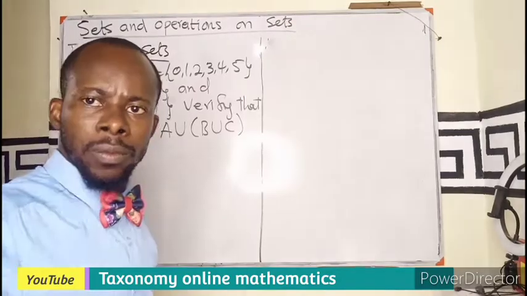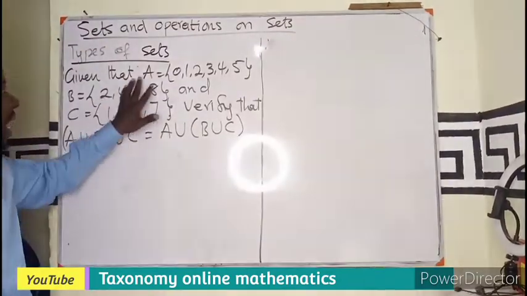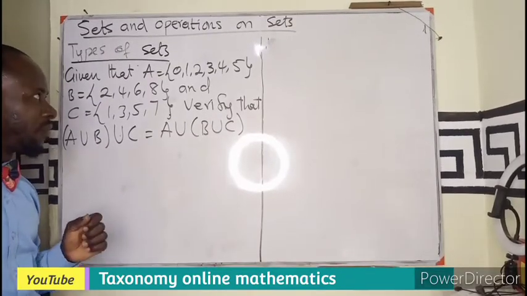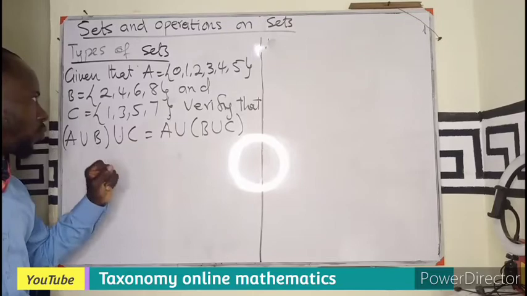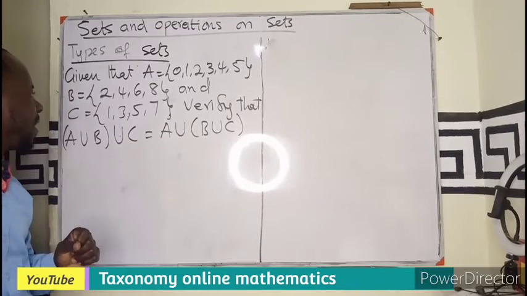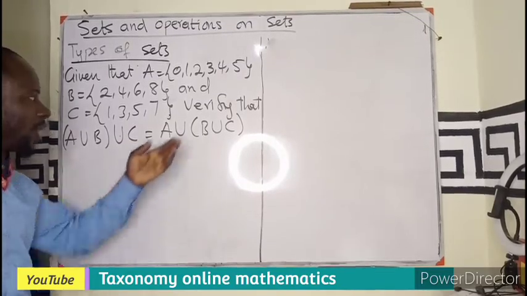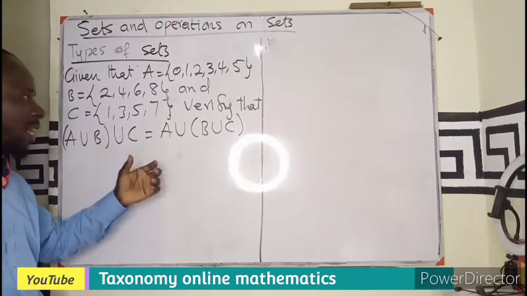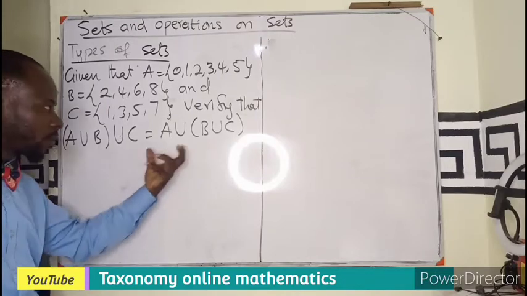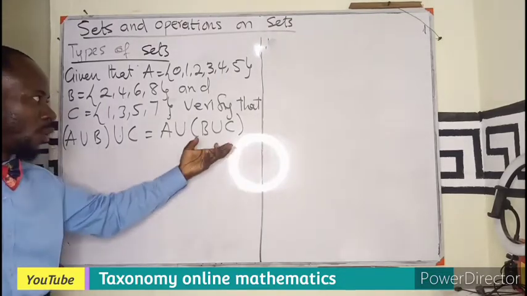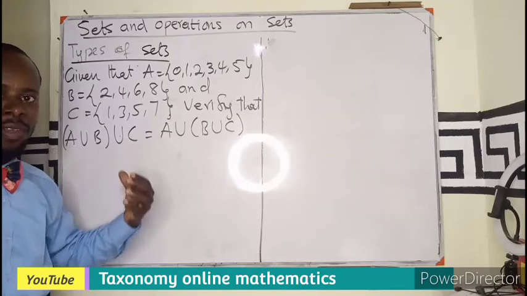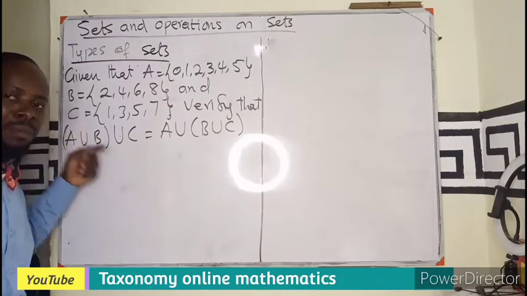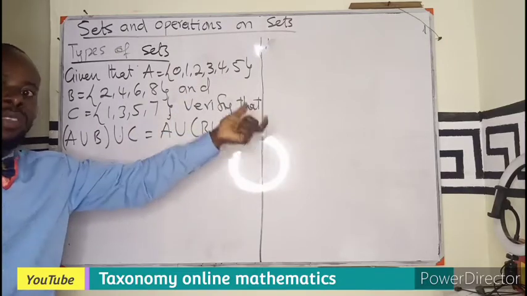Let's take a question that will give us more and see if union can be applied to that also. So we are given that A is a set of numbers 0, 1, 2, 3, 4, 5, B is 2, 4, 6, 8, and C is 1, 3, 5, 7. We have to verify that A union B union C is equal to A union B union C. You know, when we have operations involving brackets, we always solve the one in the bracket first before operating on the outside term.